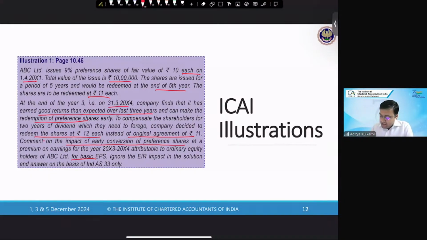So tell me, ideally redemption would happen at what value? 11. 11 rupees. How much are you giving? You are giving 1 rupee excess. So 1 rupee excess for 1 lakh shares, 10 lakh divided by 10. So 1 lakh shares into rupee 1. So rupees 1 lakh is your excess, which I will be deducting from the earnings while calculating the basic EPS. Are you able to understand?